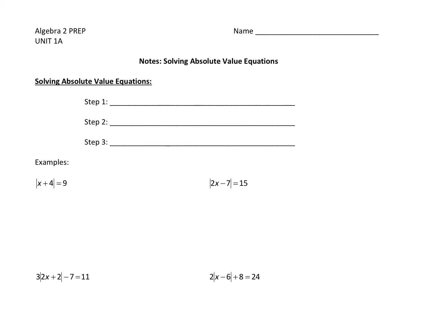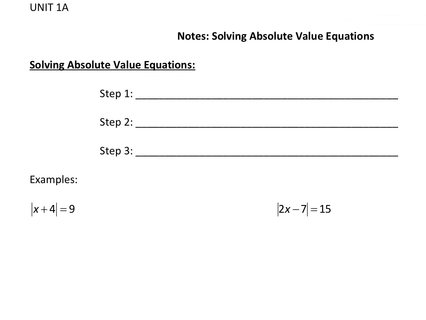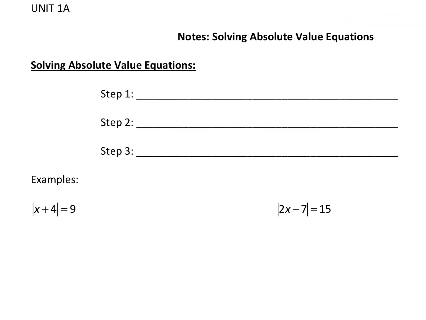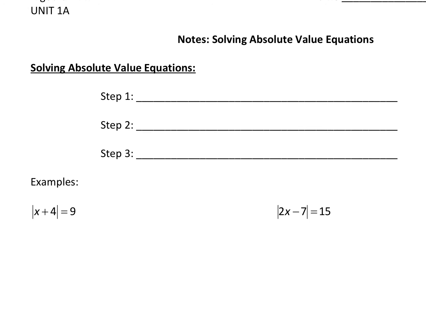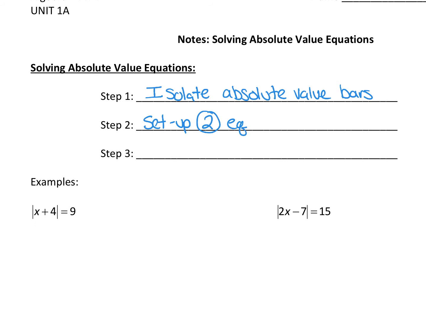In this video, we are going to talk about solving absolute value equations. So when we're solving absolute value equations, we're really going to do it in 3 steps. The first step is to isolate our absolute value. So if there's anything on the same side of our equation as our absolute value bars, we want to get that alone. Our second step is after we get it alone, we're going to set up 2 equations.